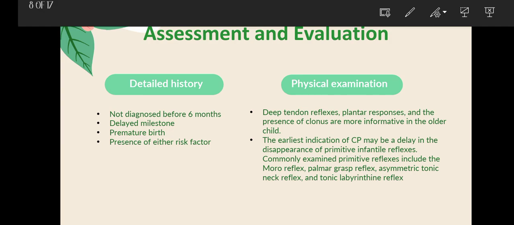The fourth point which we are going to discuss in the history is that if any one of the family members has previously suffered from this condition, then there is a chance that the patient is suffering from cerebral palsy.